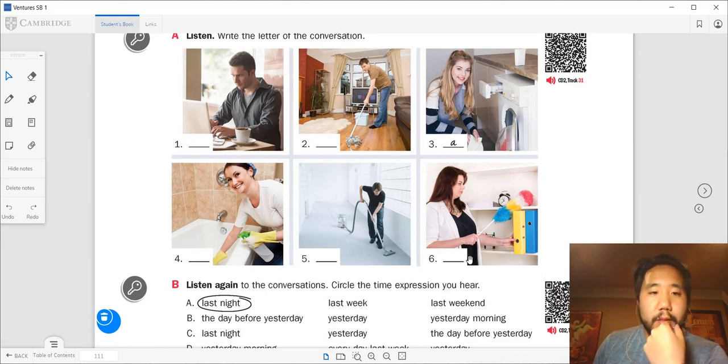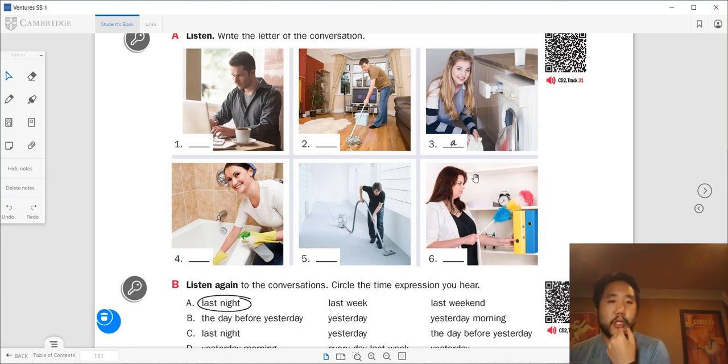So 1 through 6. Here we have a person using a laptop, and he's doing something serious, but we don't know what he is exactly doing with the computer, okay? And number 2, we have a person who's mopping the floor. And here we have a person who's doing the laundry, right? And number 4, we have a person cleaning the tub in the bathroom. And in number 5, we have a person vacuuming the floor. And for number 6, we have a person dusting the bookshelves. So that's what we can see in the pictures.